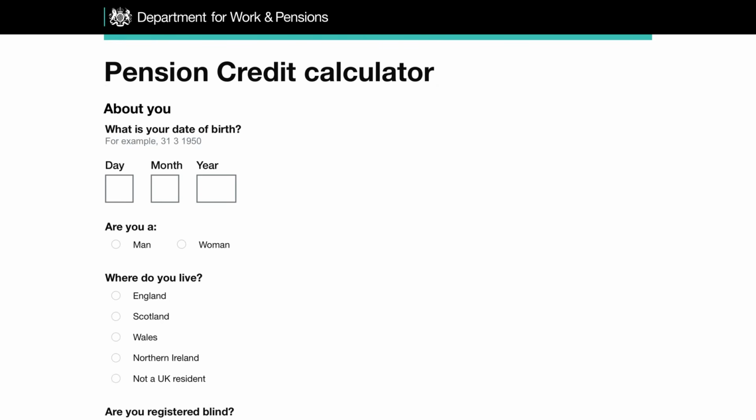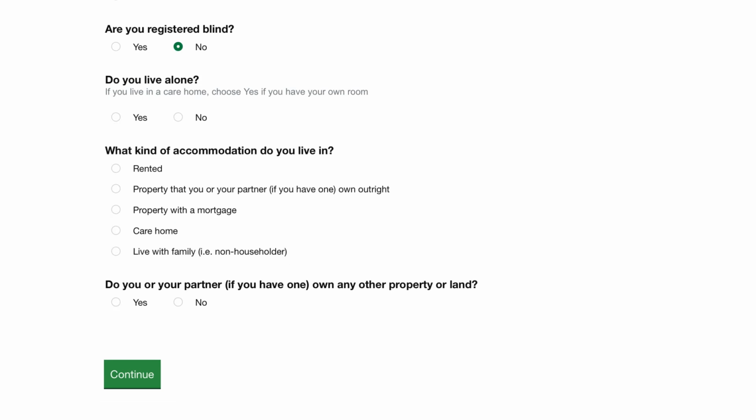We have Sajid and his partner Asiya. Like our first example with Jackie, Sajid has to complete the About You section first. He puts his date of birth, selects his gender. He is also not registered blind. Sajid selects No when asked if he lives alone. Sajid lives in rented accommodation, and he doesn't own another property.